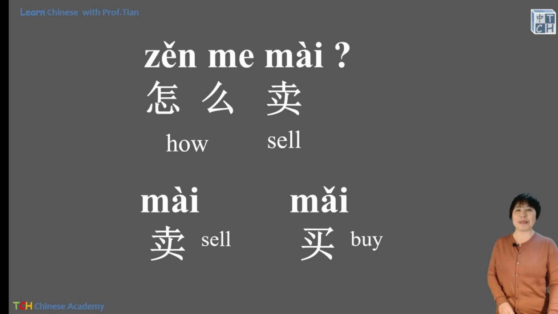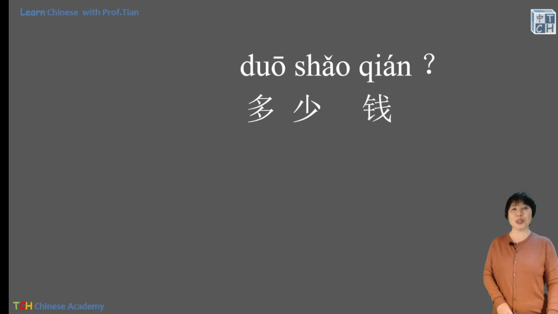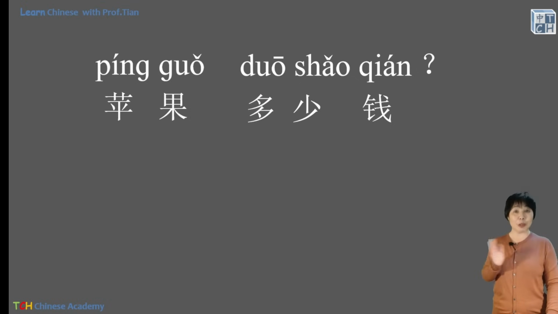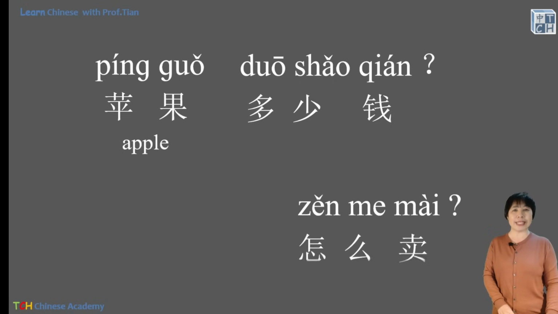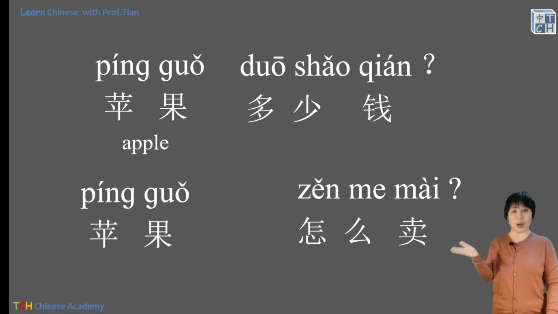Now let's move on to some examples. So we can say 多少钱? How much money? Let's say you are buying some apples. We can say 苹果多少钱? So the thing goes first and then the money. 苹果多少钱? How much is the apple? Yes. And another way we can say 怎么卖? Of course you can say 苹果怎么卖? 苹果怎么卖? And let's add something else.